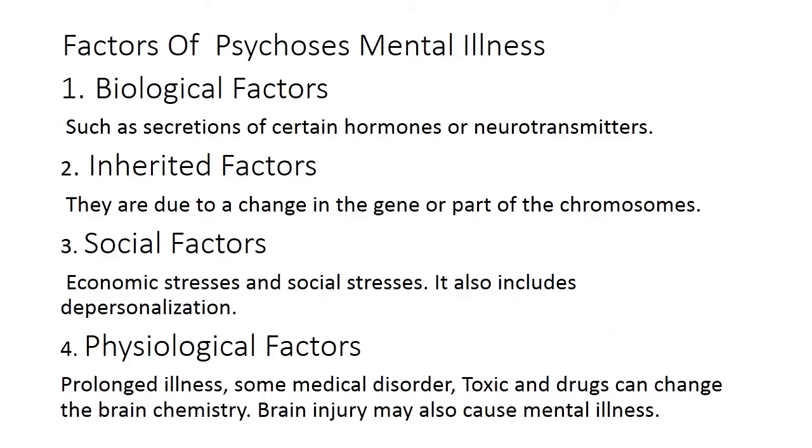Factors of psychosis. The first one is biological, such as secretions of certain hormones or neurotransmitters. The second one is inherited factors. They are due to change in gene or part of the chromosomes. Then social factors, economic stresses and social stresses. It also includes depersonalization. Then psychological factors, prolonged illness, some medical disorder, toxic and drugs can change the brain chemistry. Brain injury may also cause mental illness.